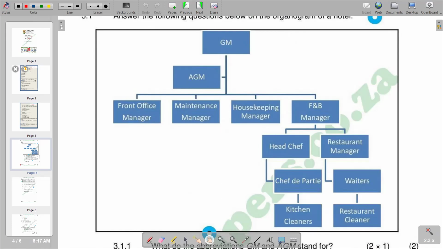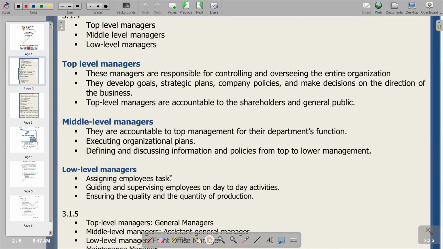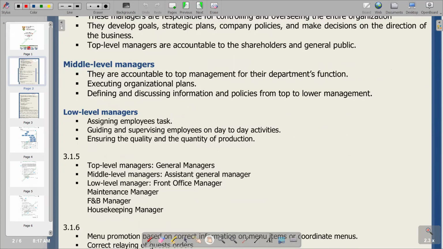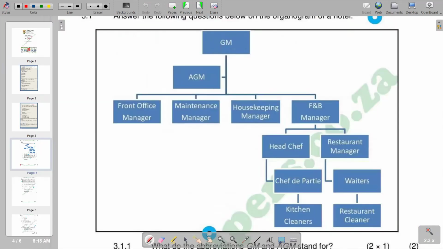So we have also that again listed in our other section whereby we are saying we have top level managers, general managers, middle level managers, we've got assistant general manager, and then low level manager, we've got front office manager as an example. And then other low level, you can also give maintenance manager, the F&B manager, and the housekeeping manager can be also low level managers. So moving on to the next part of our question.